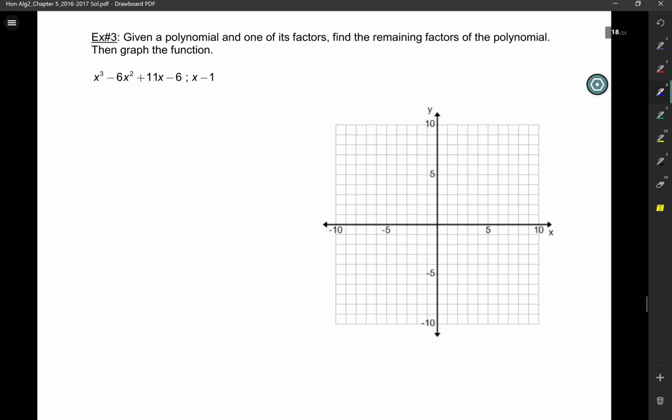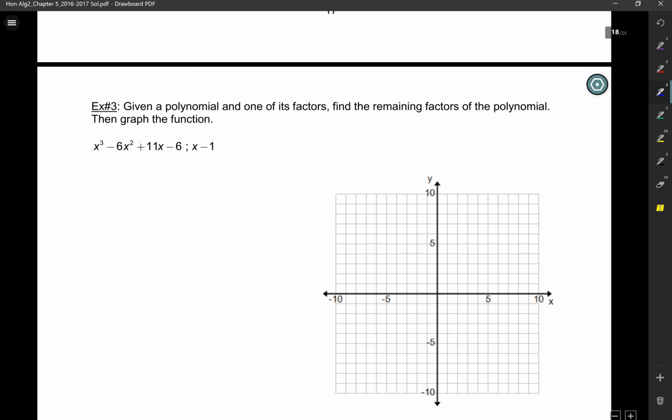All right, here's another one. We have a polynomial and one of its factors. Find the remaining factors. So what are we going to do? We're going to divide. We can divide using synthetic division. So we have 1, negative 6, 11, negative 6. 1 comes down, negative 5, 6, and 0. What happens if you don't get a 0 there and you know that it's supposed to be a factor? Then you made a mistake somewhere, so you have to go back and check.